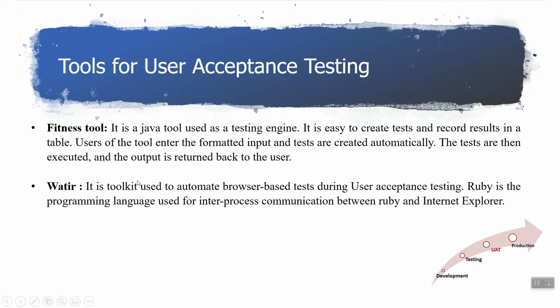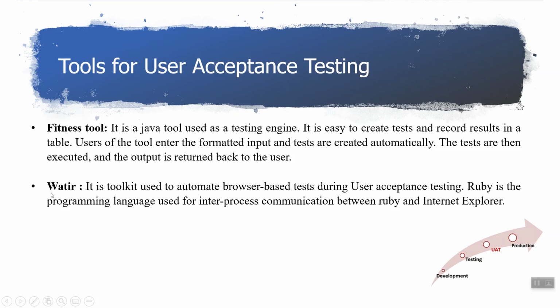So there are some tools in the market we can use for user acceptance testing also. I have mentioned these two tools here. One is the Fitness tool and the other is the Vetter tool. Fitness is a Java tool used as a testing engine. It is easy to create tests and record results in a table. Users of the tool enter the formatted input and tests are created automatically. The tests are then executed and the output is returned back to the user. So this is one of the tools.